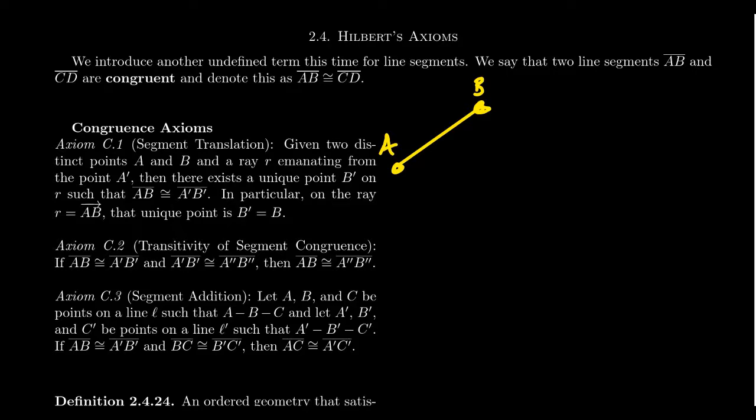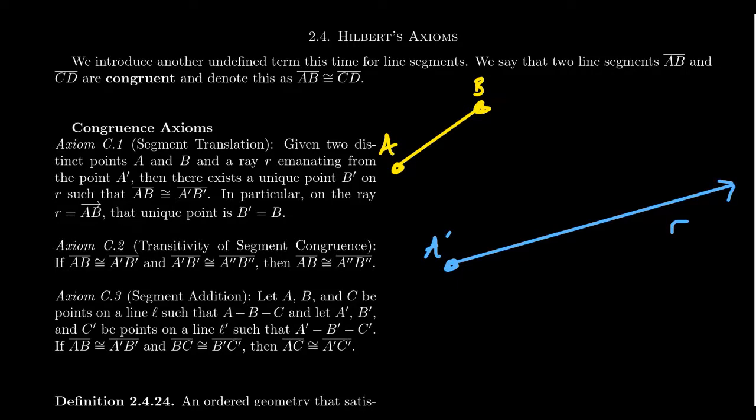And so then suppose we have some ray R, which doesn't necessarily have anything to do with the line segment. They could be collinear, but they don't necessarily have to be. We have some ray R, but we do know the vertex of the ray is the point A prime. So this is our setup. We have a segment AB, and we have a ray whose vertex is given as A prime.